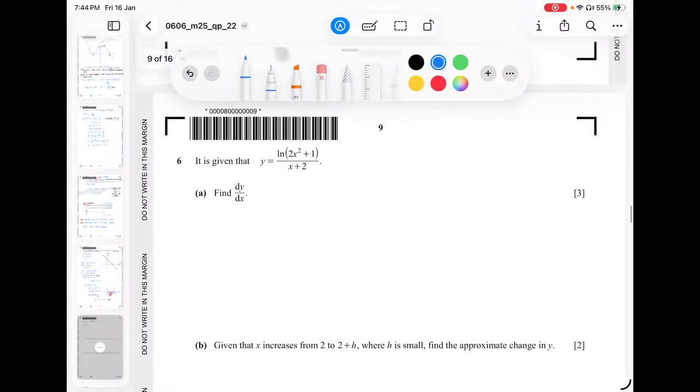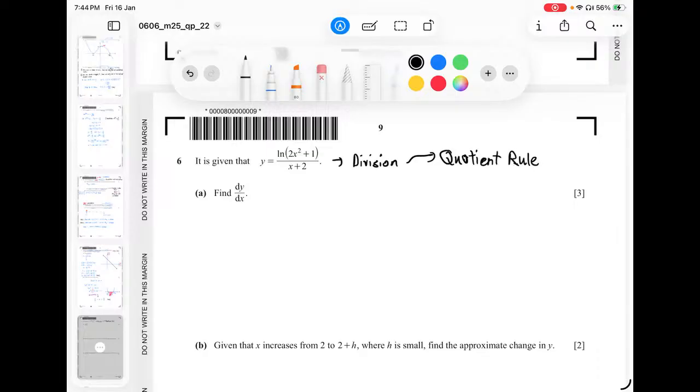Okay, let's move on to question number 6. It is given that y is this. Find dy over dx. You can see that y is given in a division. So this is basically in a fractional form, or you can call it dividing some term by another term. Then what should strike your mind is the quotient rule. You need to know the quotient rule over here.